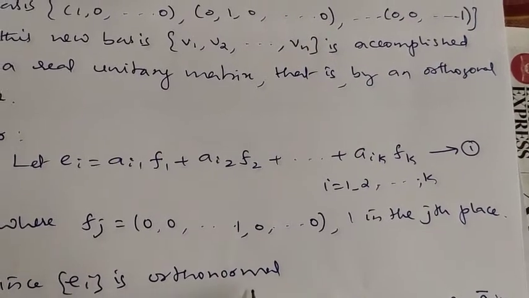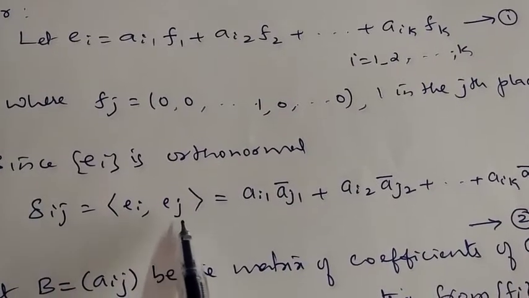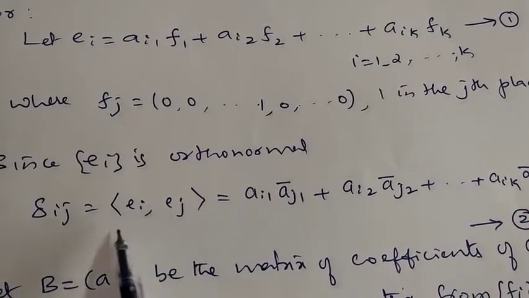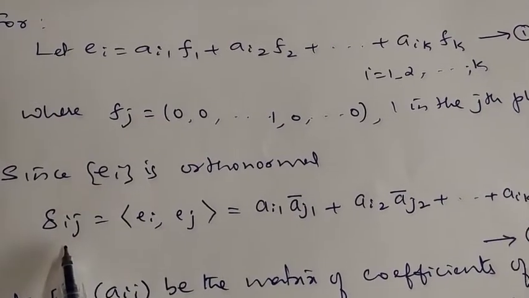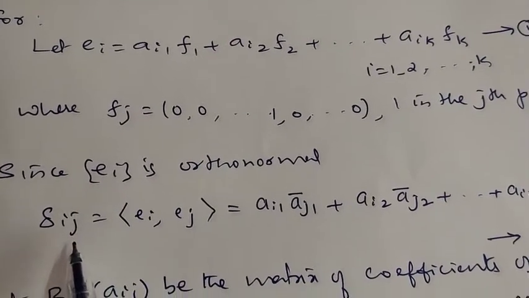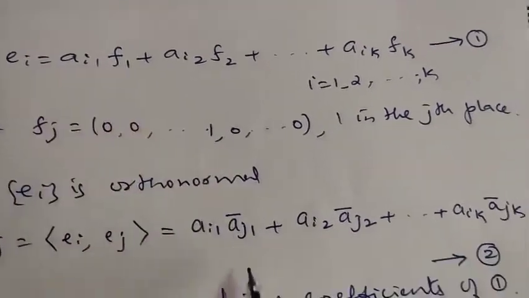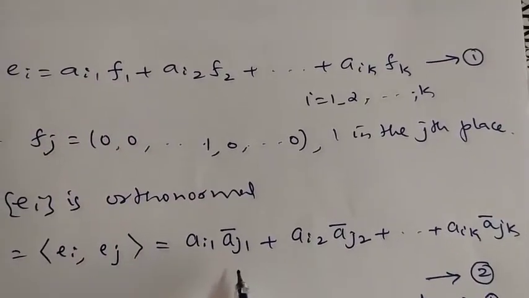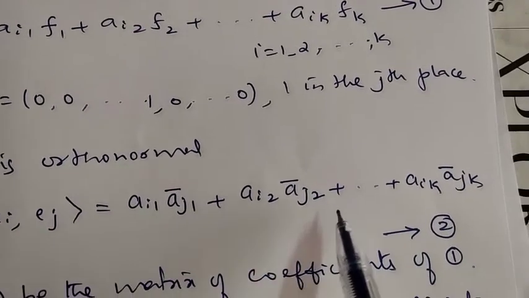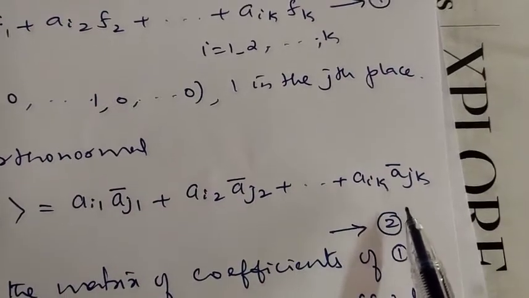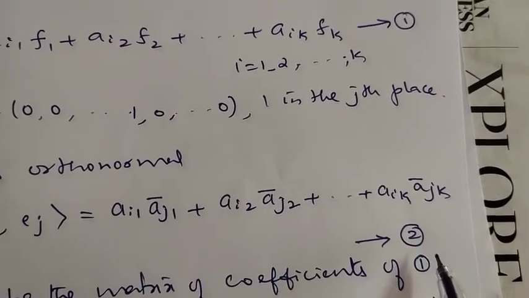Now the e_i's are orthonormal, which implies what will happen? Delta_ij is nothing but the inner product of e_i and e_j, that is 1 if i is equal to j, and 0 if i is not equal to j. That is called the Kronecker delta ij. So if you take the inner product of e_i with e_j, what do you get? a_i1 a_j1 conjugate plus a_i2 a_j2 conjugate, etc., plus a_ik a_jk conjugate. Call this number 2.